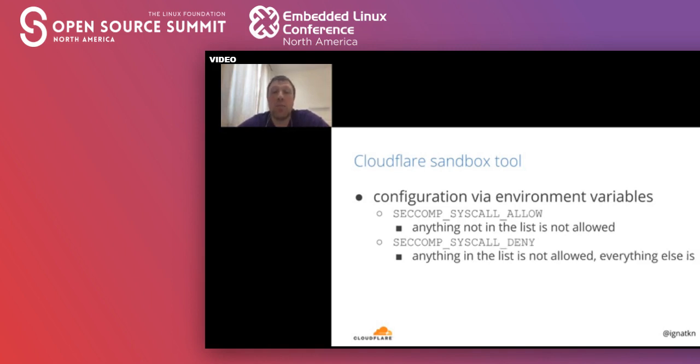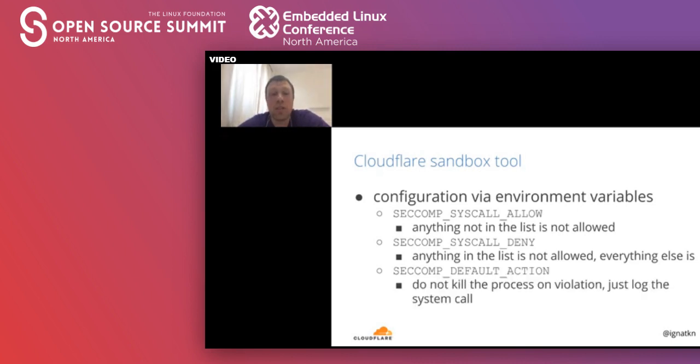The more flexible but probably less secure approach is the deny list, which we saw earlier, where every system call is allowed by default except the ones in the list, which might be some kind of dangerous syscalls or whatnot. Also, there is a third environment variable called default action.